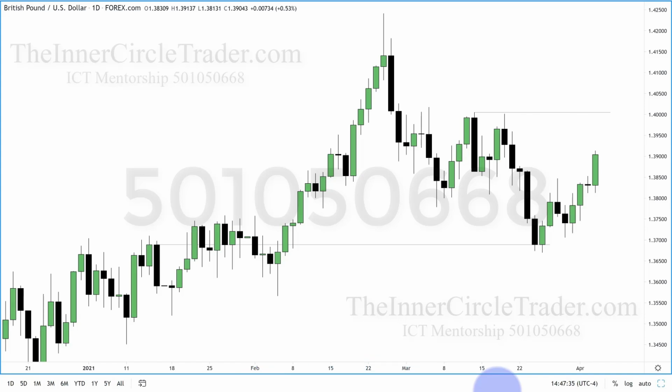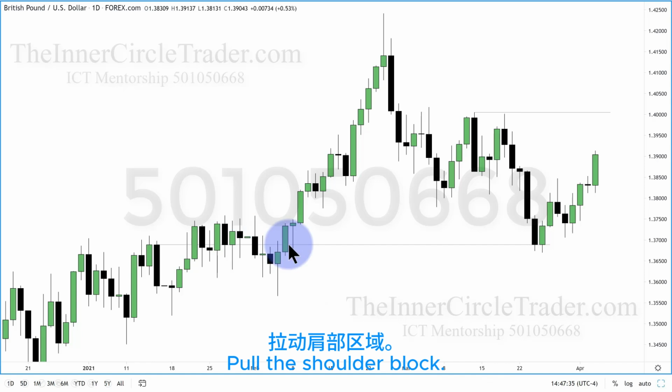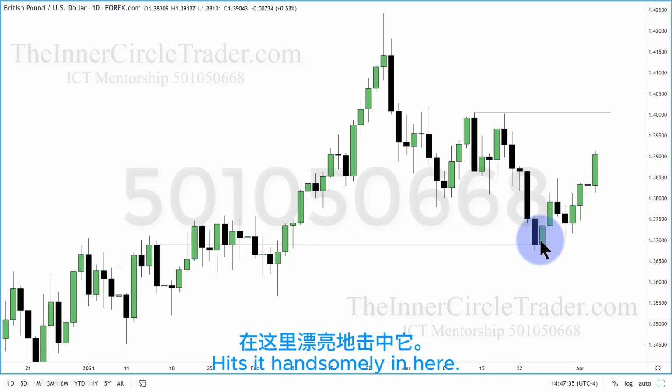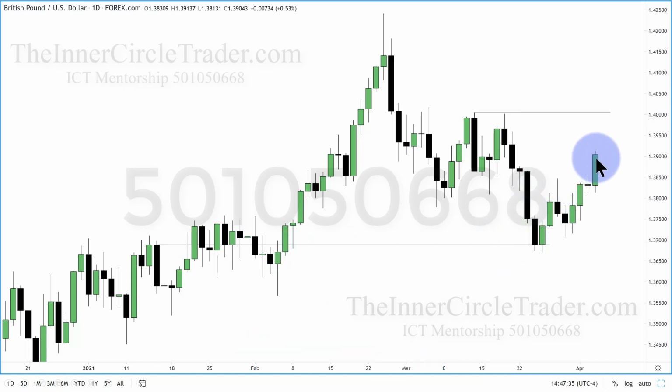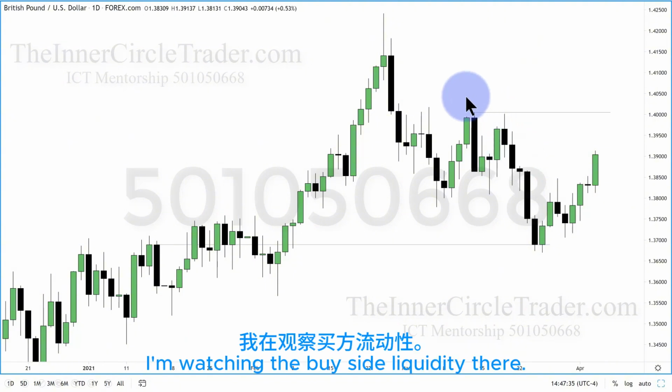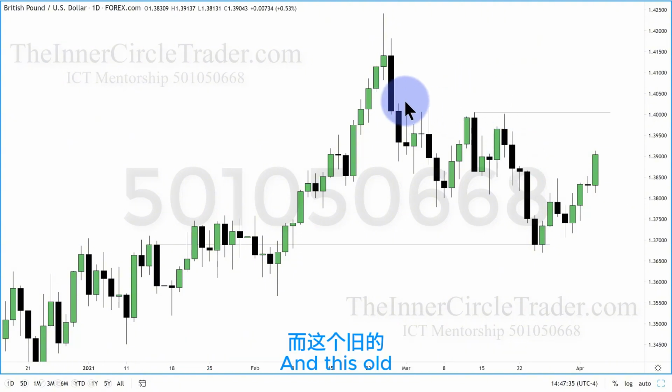British pound versus US dollar. This is our daily chart. Down close candle here. Bullish order block extending out in time. Hits it handsomely in here. Rallies up. Closes in this small little imbalance there. I'm watching the buy side liquidity there. And this old sell side imbalance, buy side inefficiency.